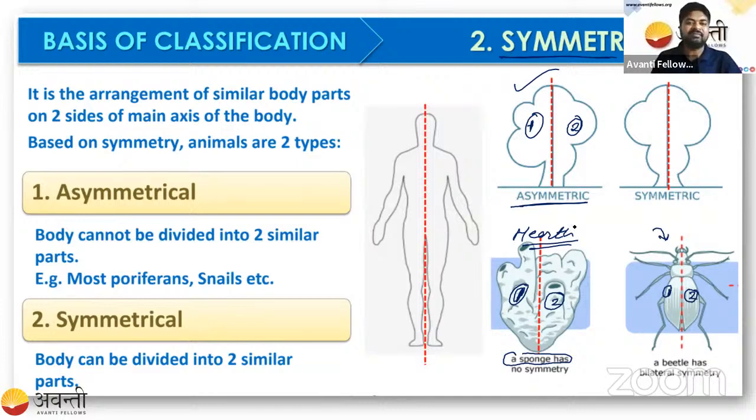So there are different types of symmetry. You can see here mostly two types. First is asymmetrical, next is symmetrical. In asymmetrical, the two parts are dissimilar, so the body cannot be divided into two similar parts, for example, poriferans and snails. In symmetry, the body is divided into two similar parts.